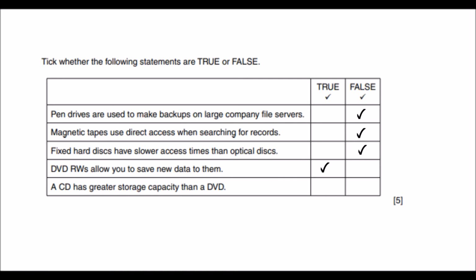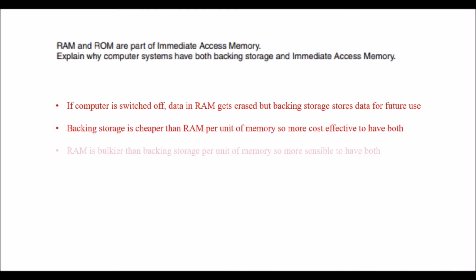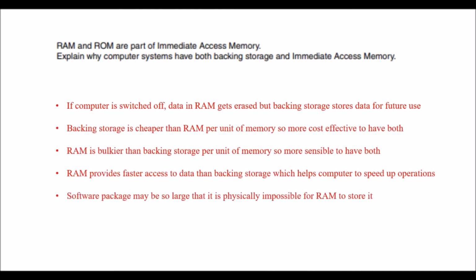Then DVD RW allows you to save new data to them. Yes, RW means read and write. You can copy and delete. You can save new data to it. Then a CD has greater storage capacity than a DVD. No, DVD has more than CD. Then another one says RAM and ROM are part of immediate access memory. Explain why computer systems have both backing storage and immediate access storage. So just try to read this one at your own time.